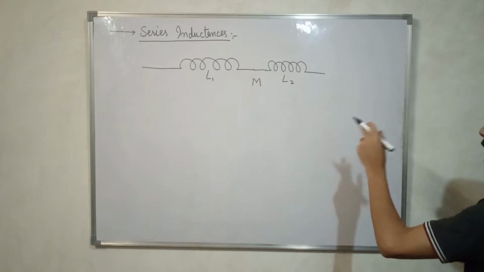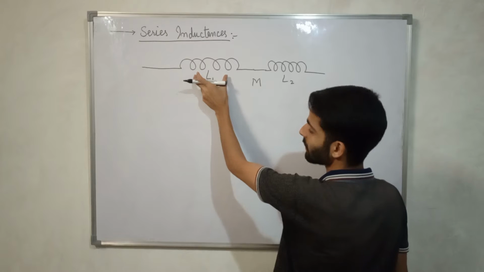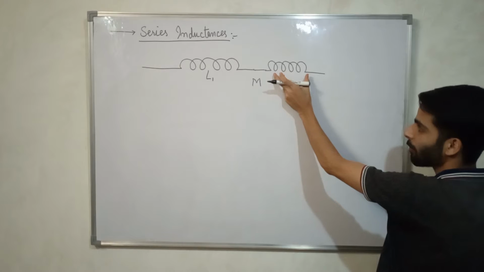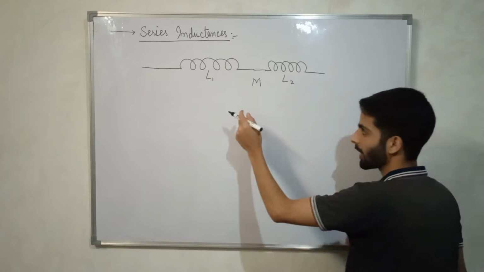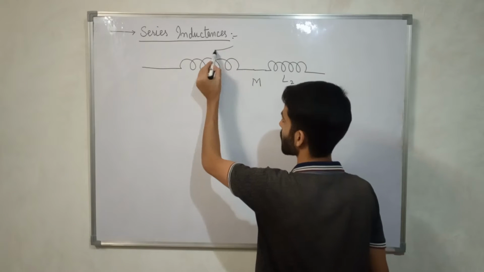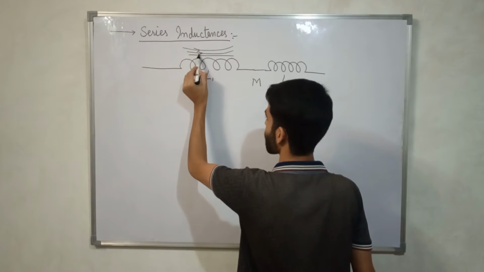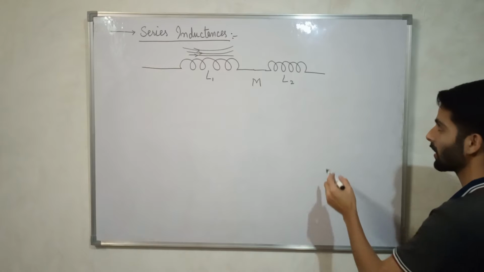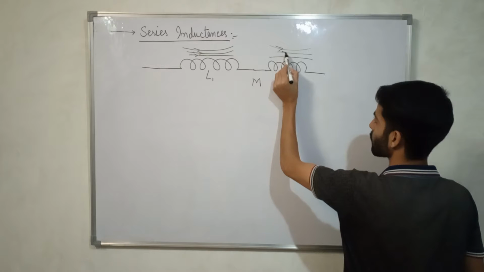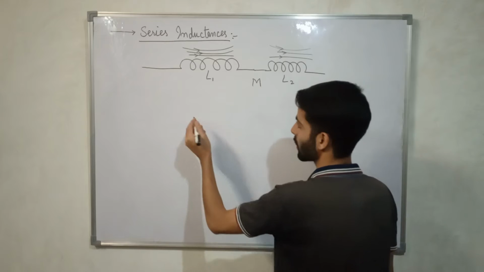Now here we have two cases. If the magnetic flux in this first inductance has the same direction as that of the magnetic flux in the second one, like this. In the first one we have the lines passing like this, direction be like this, and in the second one the direction be like this, the same direction. Then they are called mutual aiding connections.